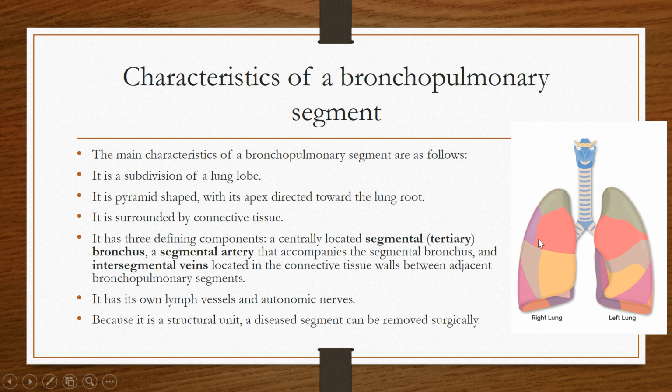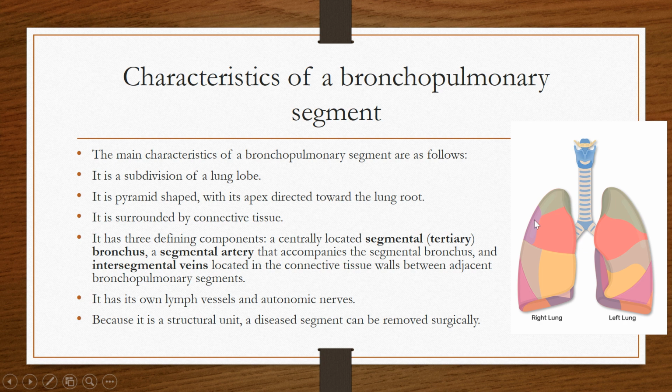It has 3 defining components. There will be a segmental bronchus in each bronchopulmonary segment. Segmental bronchus is called the tertiary bronchus also. I want to tell you some points. See here, this is the trachea. It is divided into 2 principal bronchi or the primary bronchi because there are 2 lungs. Each primary bronchus will divide into secondary bronchi. Secondary bronchi are actually lobar bronchi.